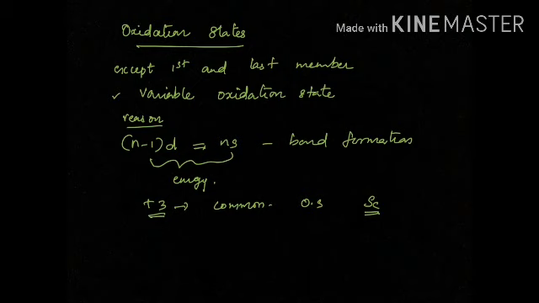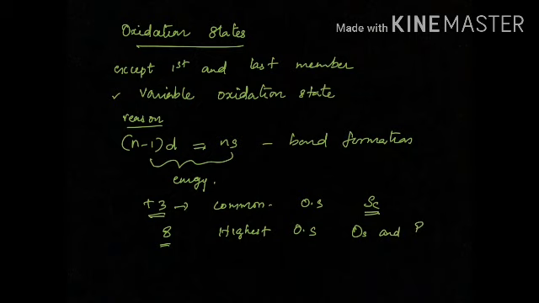The next question they have asked is about the highest oxidation state. The highest oxidation state exhibited by the transition element is +8. It is exhibited by osmium and ruthenium, Ru and Os. Both of these elements exhibit the +8 oxidation state.